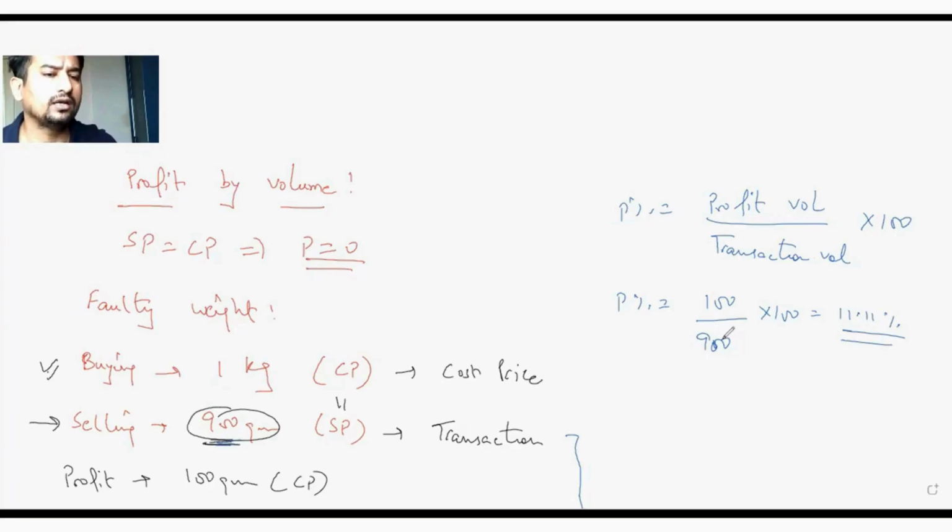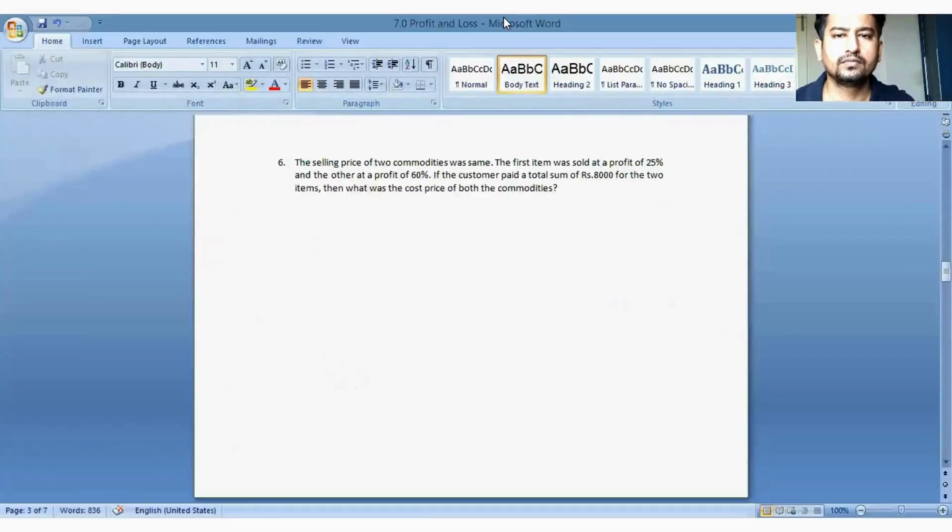Correct? So this is how you calculate profit here: profit volume upon transaction volume into 100. Probably rewind it and watch it again. We'll do some questions. Let's go to the worksheet.